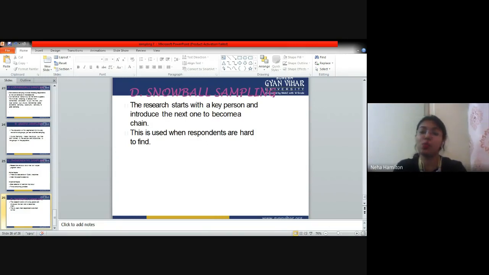Next, we have snowball sampling. Now, what is this snowball sampling? The researcher starts with a key person who introduces the next one, to become a chain. This is used when the respondents are hard to find.